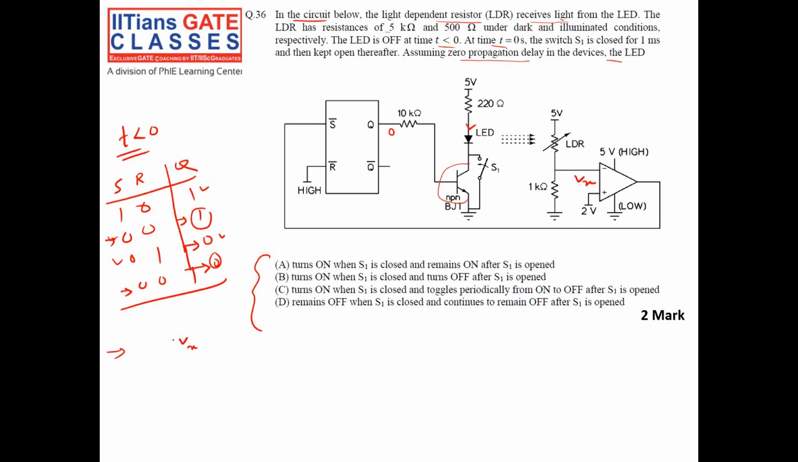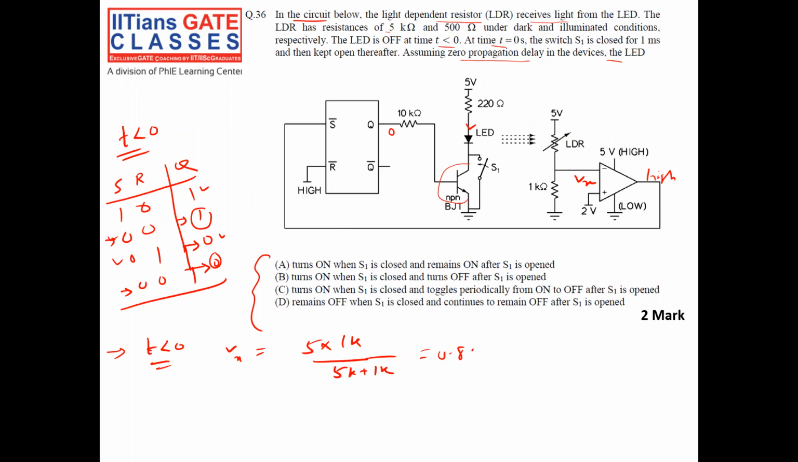So let us take a condition t less than 0. Vx is equal to 5 volt into 1K by 5K plus 1K, because LDR is 5K when light is off. So what is the value? 5 by 6 is equal to 0.8 volt. 0.8 volt means this will be high.